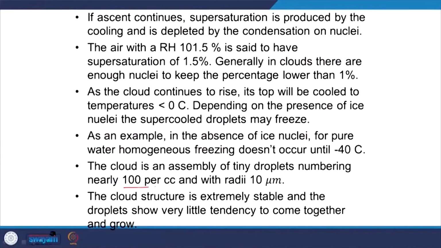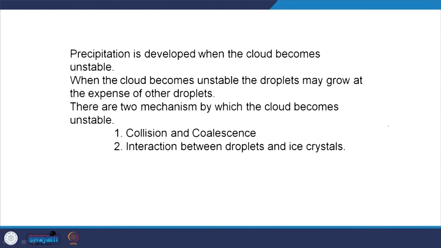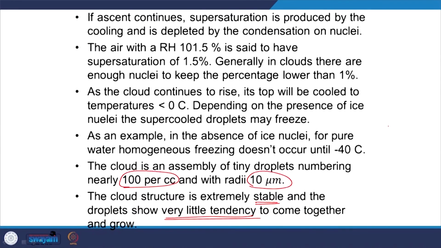Now, the vertical structure of the cloud is extremely stable, and the droplets show very little tendency to come together and grow. So, given this density, the number of cloud droplets within the cloud, and with this radius, we say that the cloud structure is extremely stable, and the droplets show very little tendency to come together and grow. If you want to destabilize it, precipitation is developed. So, one important point that you should understand is that the cloud structure is extremely stable. The droplets naturally do not have the tendency to come together and grow.